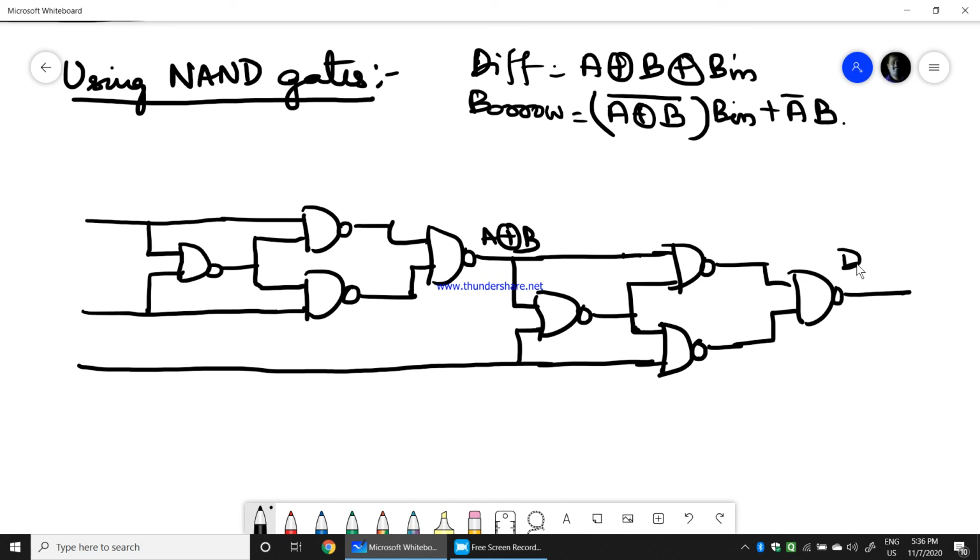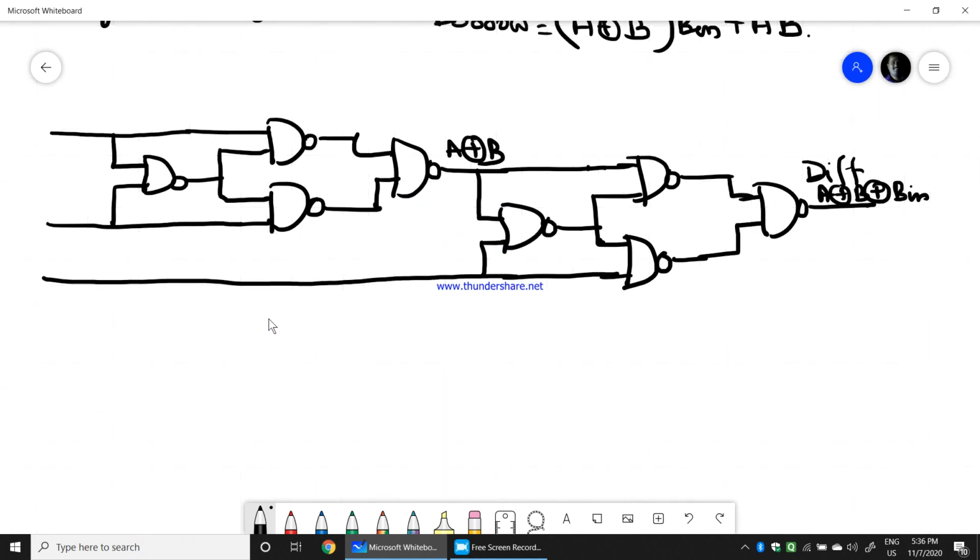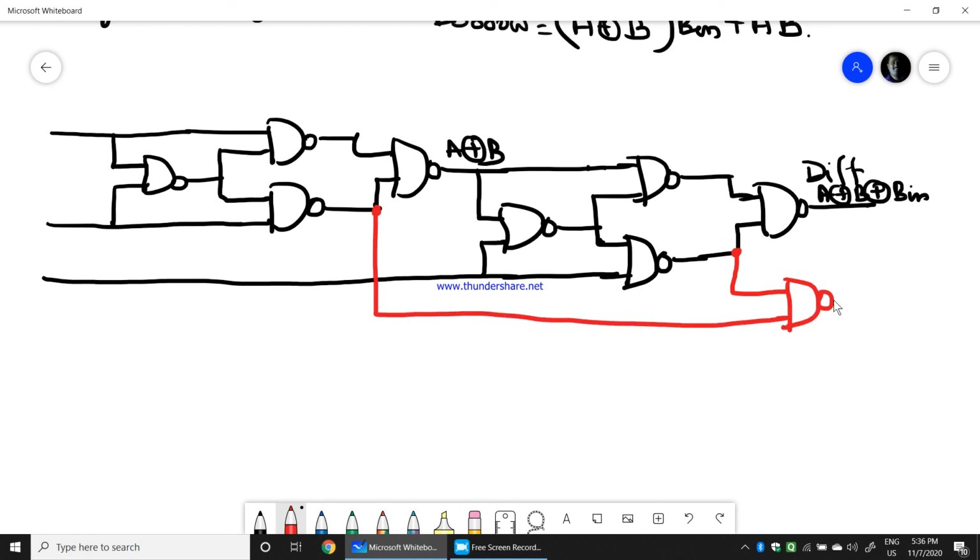So this will give me the difference, A XOR B XOR Bin, using NAND. Now coming to the borrow, we know that A XOR B the bar into Bin is the borrow, and A bar B is another input which we need to take. So I'll take one input from here, and the other one I'll take from here. I'll show you how that works.